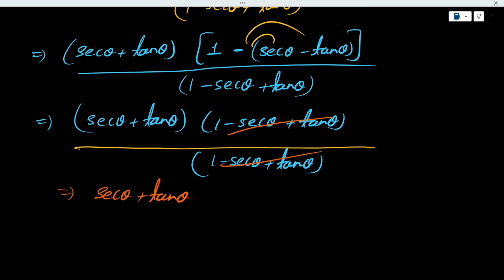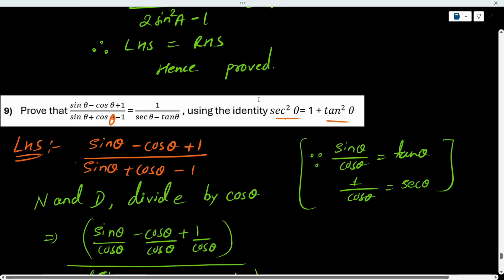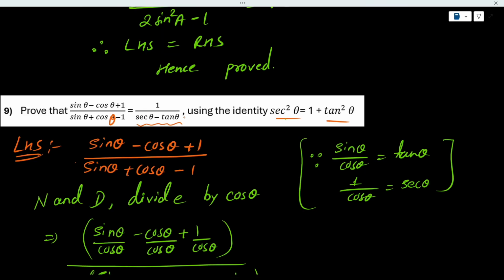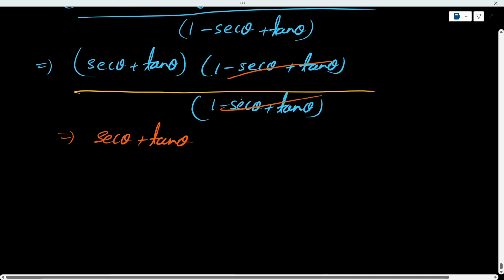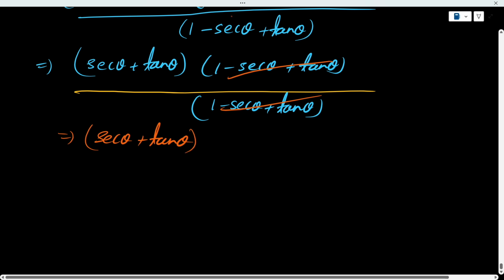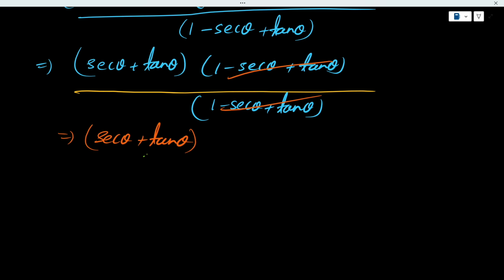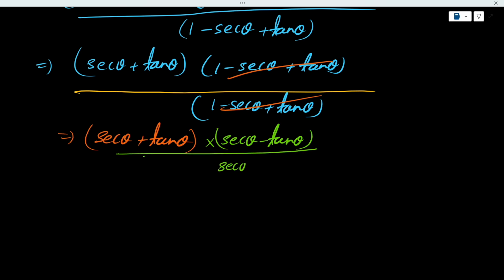But what is my proving part? It is 1 by sec theta minus tan theta. I am getting numerator sec theta plus tan theta. So to get the same denominator, I need sec theta minus tan theta in the denominator on the right hand side. So what can I do here? That value is not there. So what I can do is multiply the same value to the numerator and the denominator. It's not going to change the actual value, right?